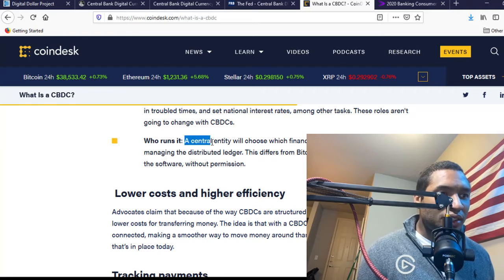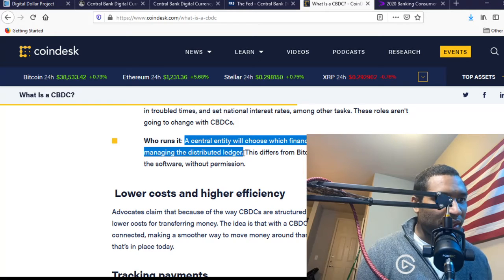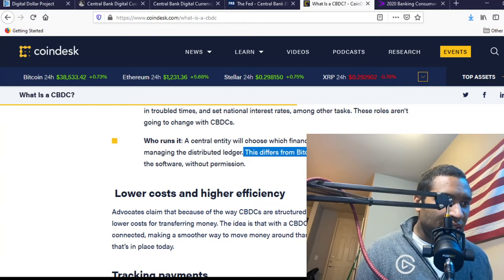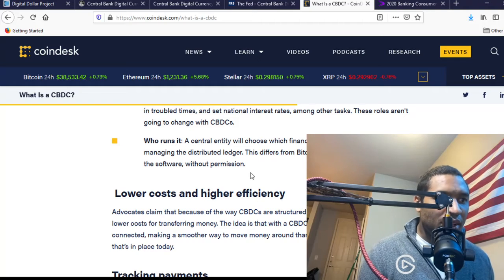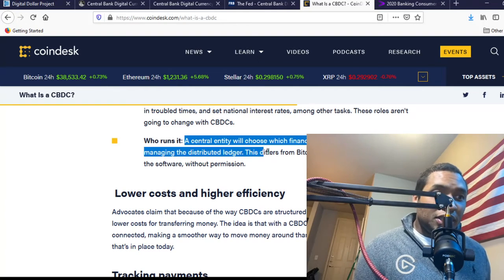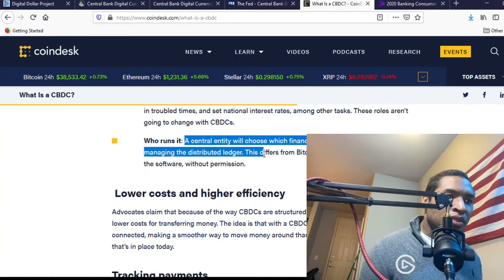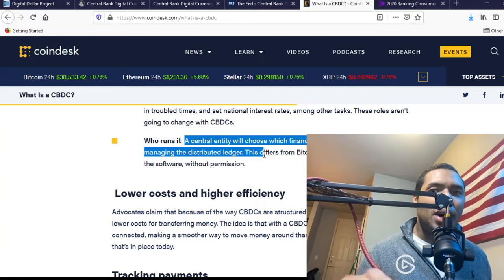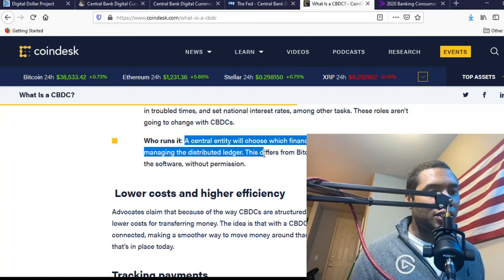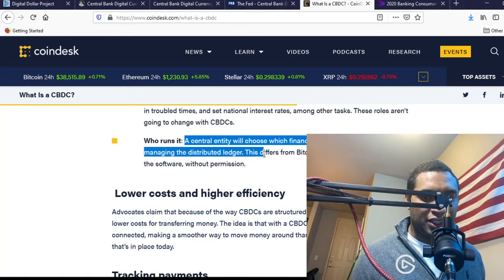So who runs it? A central entity will choose which financial entities participate in managing the distributed ledger. This differs from Bitcoin, which allows anyone to run the software without permission. With a central entity, you will not be allowed to run it, and you will not be allowed to see what's going on. But here's the thing. The central authority will allow these fintech companies to control it or have access to it because they'll have special privileges as a bank.